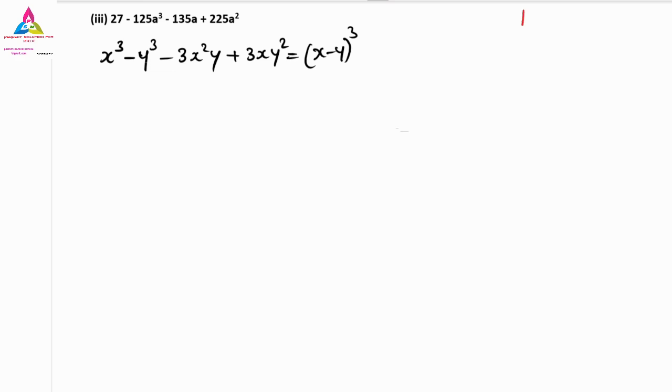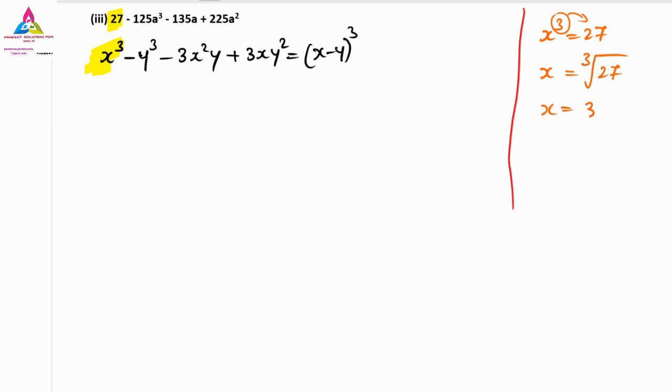Now you can see, in place of x cube, again it is really difficult for someone, because in place of x cube we have 27, and 27 is a perfect cube. When you shift the cube to the other side, it becomes a cube root. The cube root of 27 is nothing but how much? 3. So 3 is the x value. We found the x value is 3. Next we have to find the y value also. What y value do we have? 125a cube.